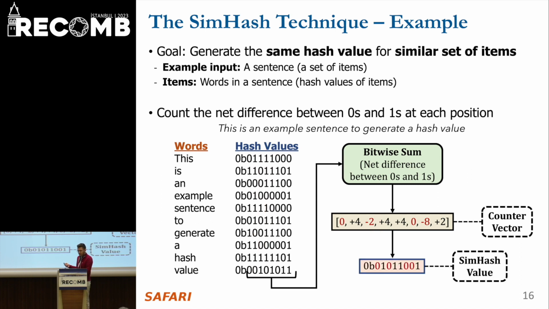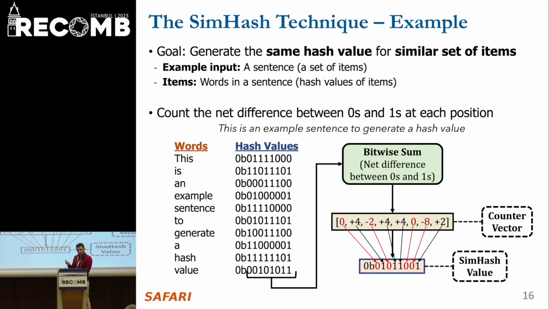So we can convert this counter vector to a SimHash value. Then, by looking at the SimHash value, we can directly tell whether a majority of bits is 1 or 0 based on the bit that we set at a particular position.